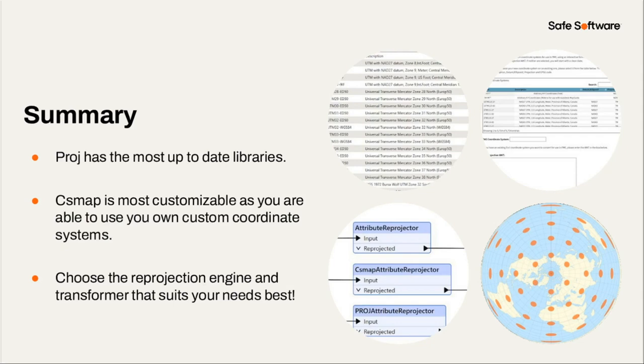CSMAP is obviously the most customizable, as Evie just showed, where you can use your own custom coordinate systems and really just choose the reprojection engine and a transformer that suits your needs best. Any of the coordinate systems or reprojection engines really work well. It's more of a preference thing for some people, or it might be a requirement based on which coordinate systems are available through each reprojection engine.